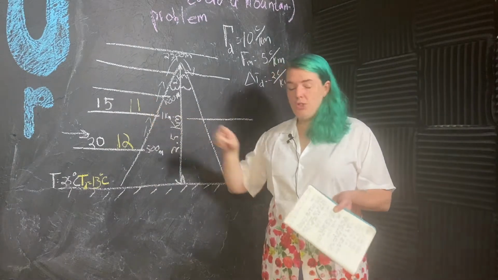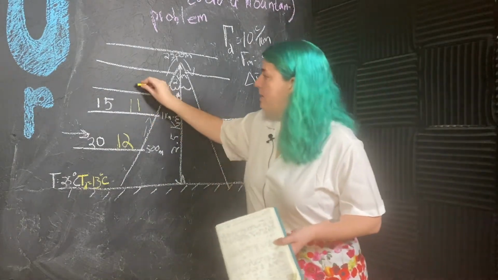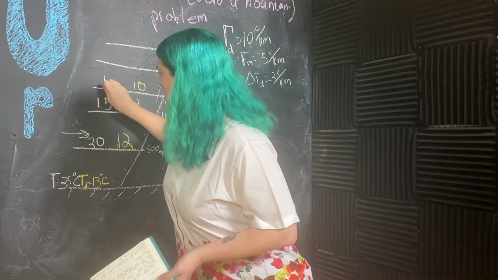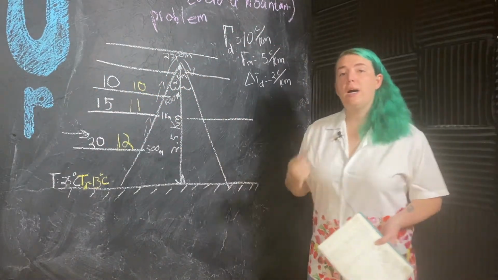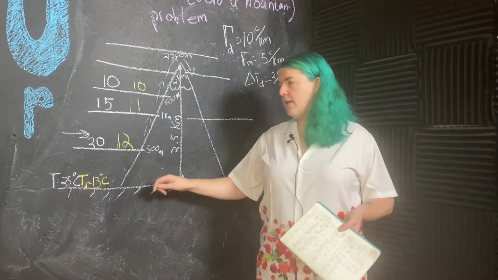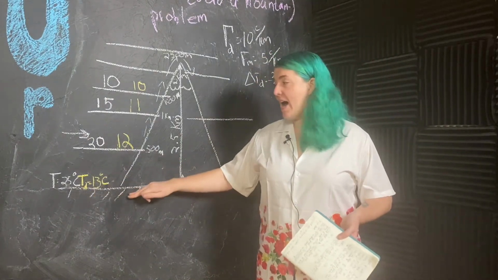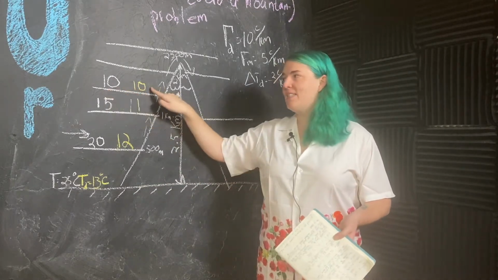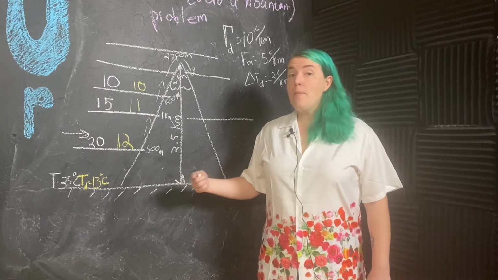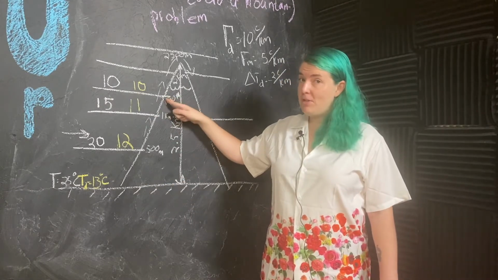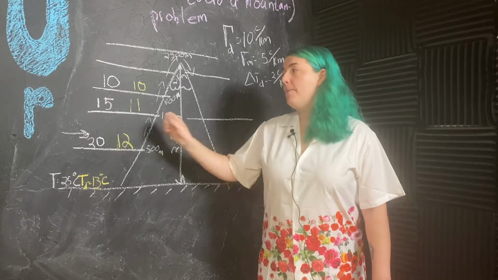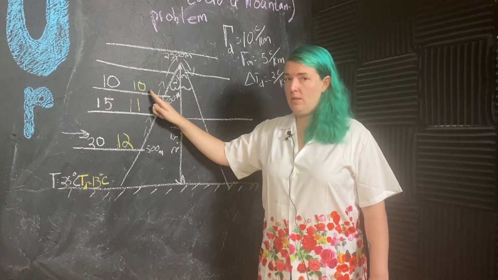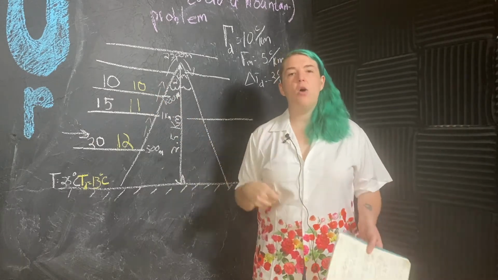I'm still warmer than dew point, so let's just do it again. 10 and 10. So when you're doing these problems, it is important to just calculate temperature and dew point at every level, because if you don't, you might miss this point. So at about 1.5 kilometers up in the atmosphere, my air parcel has cooled to its dew point. So this means my air is now saturated.